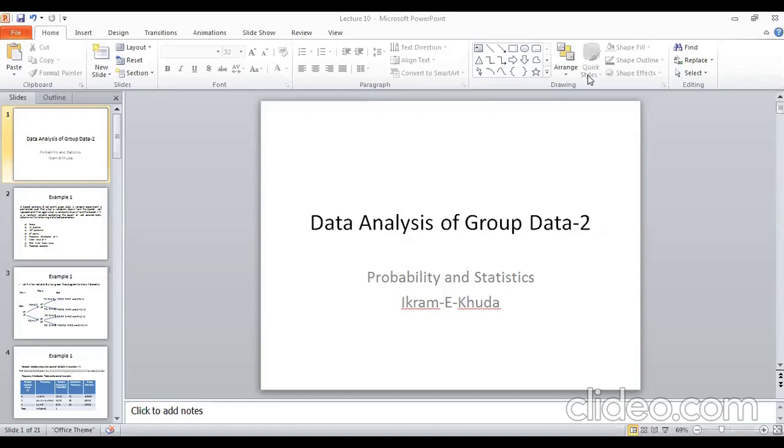But the type of data that we will be discussing now carries the groups within itself. It has the categories, it has the classes, and we don't need to create the classes ourselves in this type of data. So let's start with a simple example.